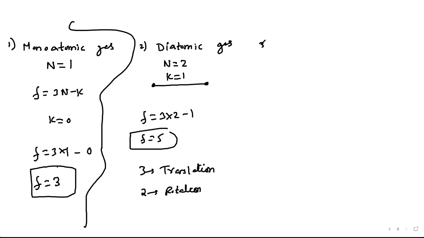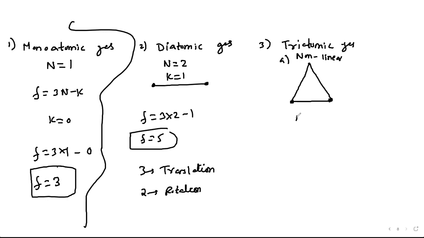Similarly, you can calculate the degree of freedom for a gas which is triatomic. Say you have a gas having 3 atoms. This is a triatomic gas. Now, again, in triatomic gas, you can have two options. One is non-linear, and then you can have linear.